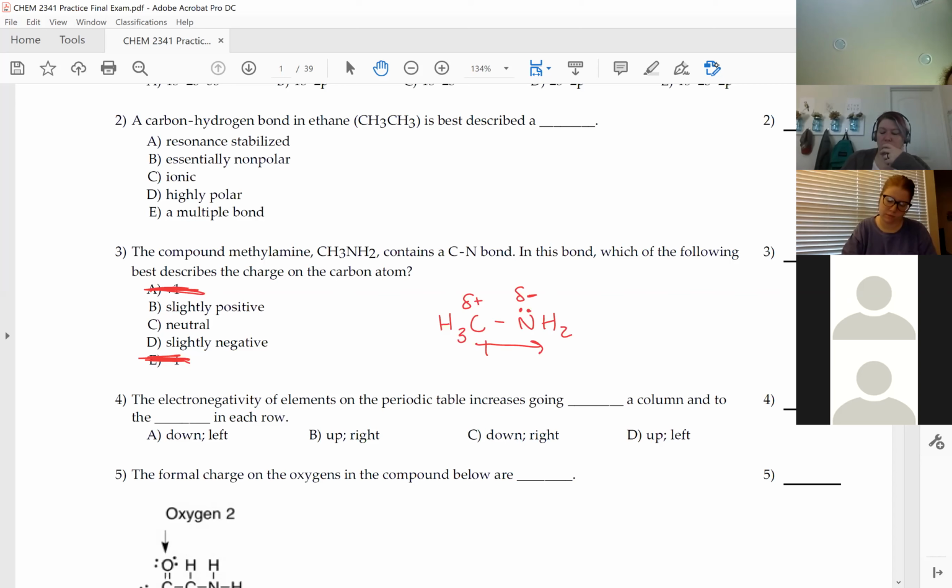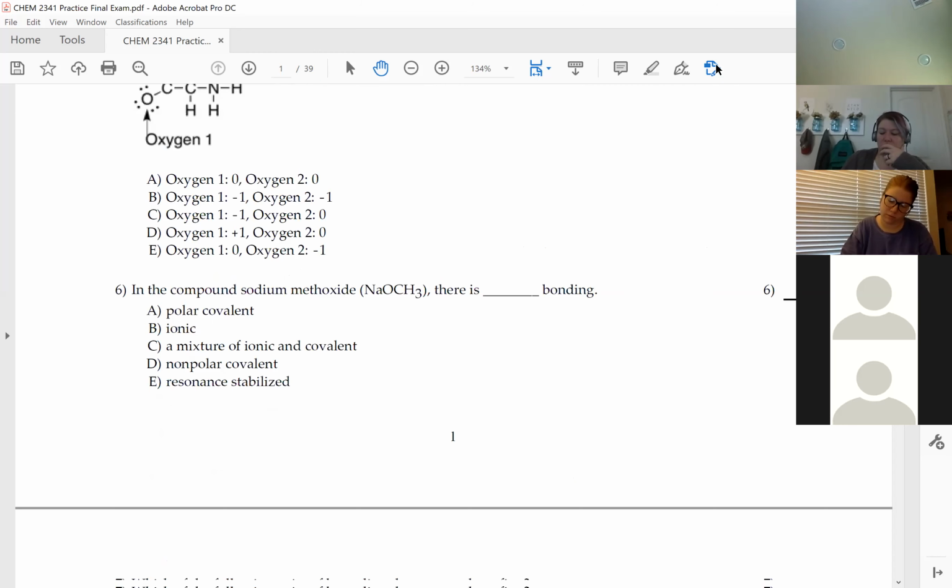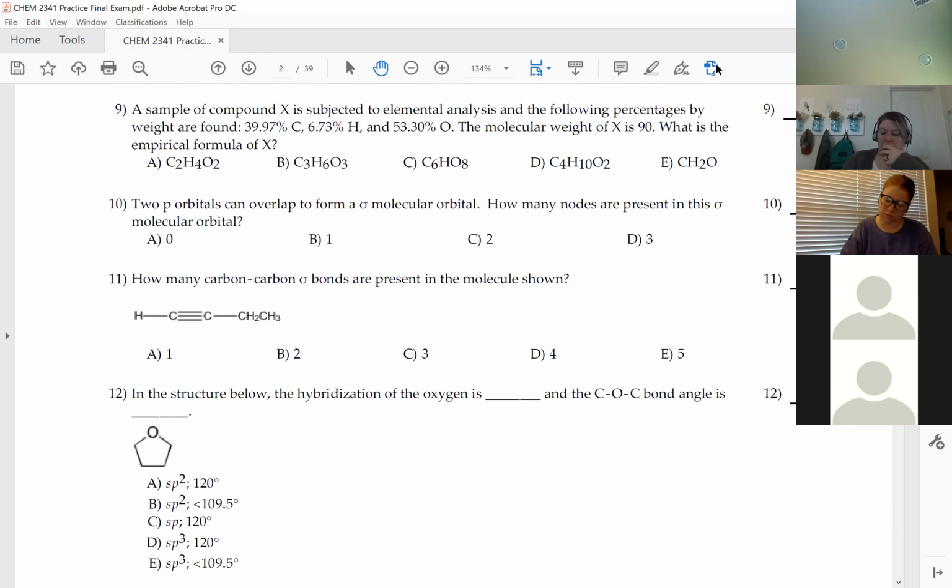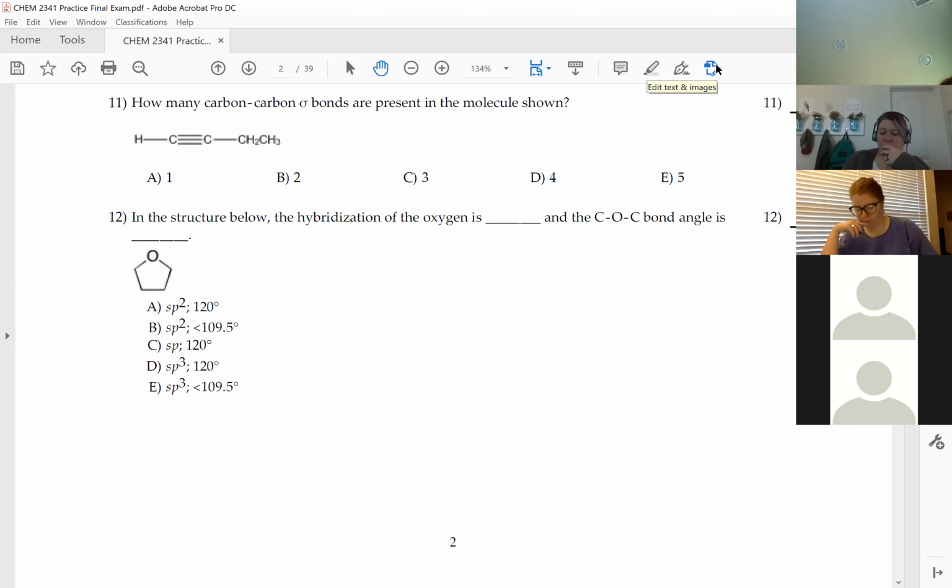Does that make sense? Okay. The next one I had written down is number 12. So in the structure below, the hybridization of the oxygen is blank and the COC bond angle is blank.